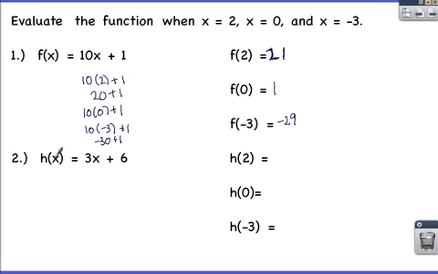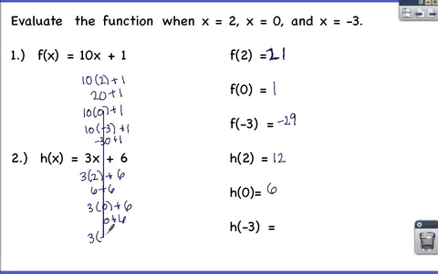In this case, we have h of x equals 3x plus 6. H of x tells us that it is a function and that the rule is 3x plus 6. H of 2 is asking for the output when the input is 2. So we substitute 2 in for x and simplify. 6 plus 6 gives us 12. So the output is 12 when the input is 2. H of 0, we substitute 0 in for x, and we get that h of 0 is 6, or the output is 6 when the input is 0.